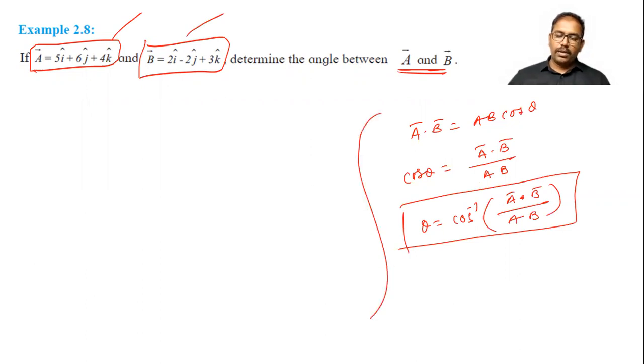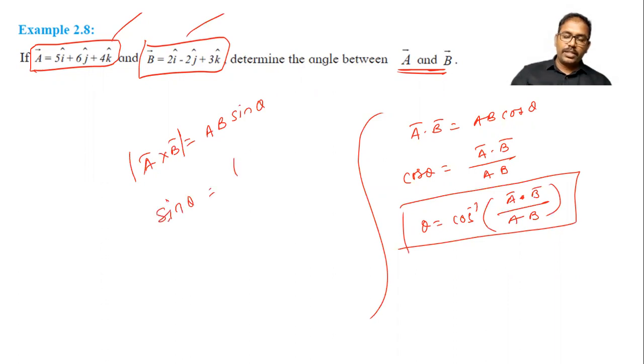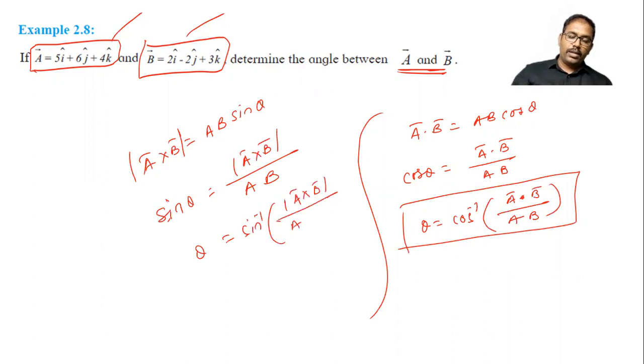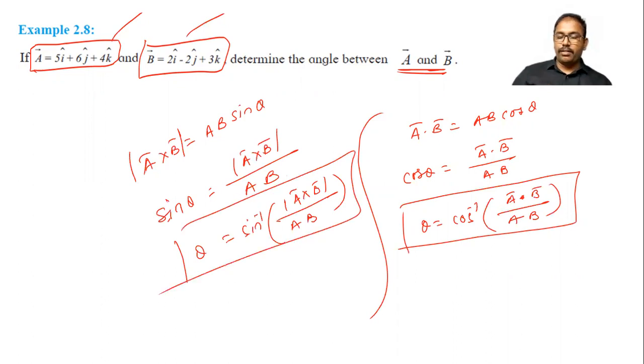Another method is you can use A bar cross B bar, the magnitude of A bar cross B bar is AB sin theta. So by using that you can write sin theta is magnitude of A bar cross B bar divided by AB. Then theta is equal to sine inverse of magnitude of A bar cross B bar divided by AB. So by this formula also you can find out the angle.